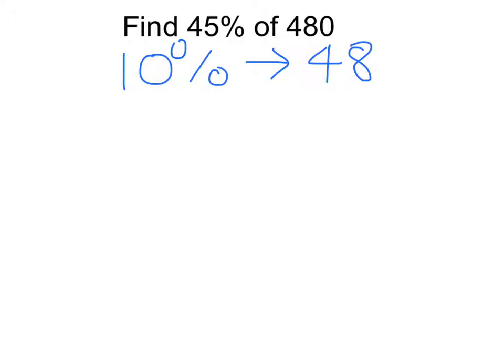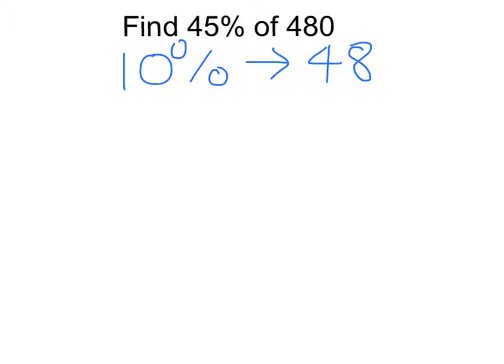So the first thing I'm going to do is find 10% of 480. So 10% is 480 divided by 10. So using a place value table, that gives us 48. The next thing I need to do is think about what I need to do to the 10% to try and build it up to 45%.